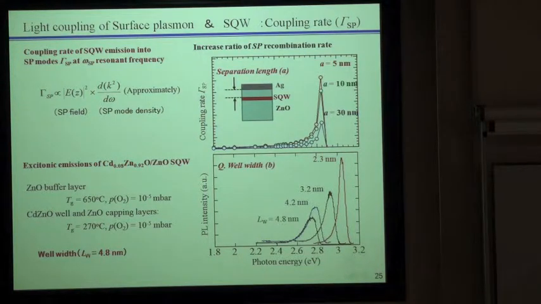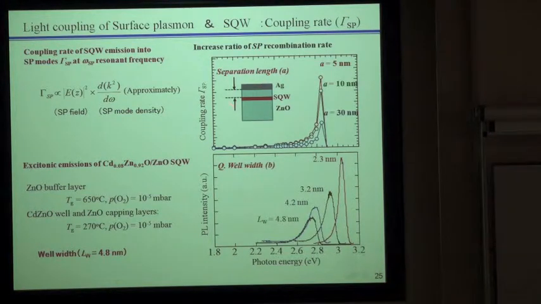To fabricate the surface plasmon devices, we have to optimize the size. Size means the separation length. Here the single quantum well structures are formed on the zinc oxide buffer layers and the separating layer, and on top of the separating layers, we deposit silver.